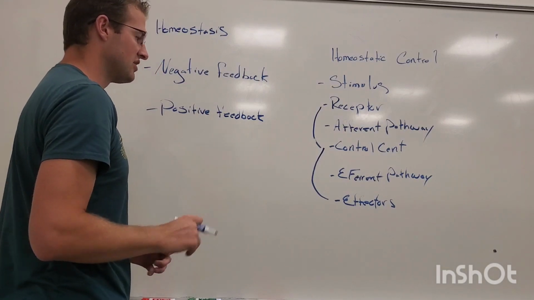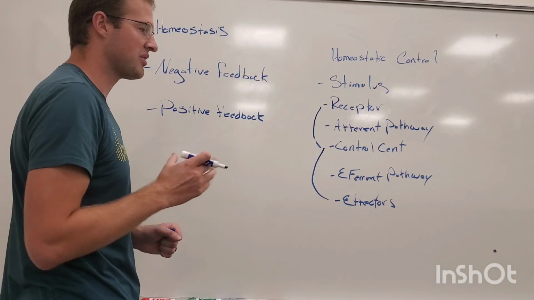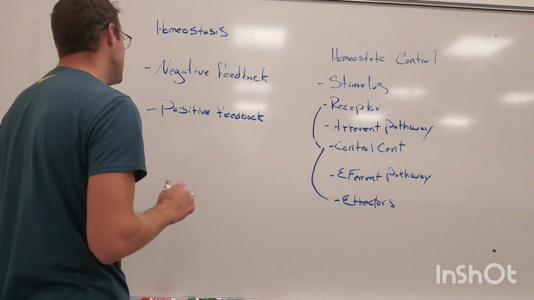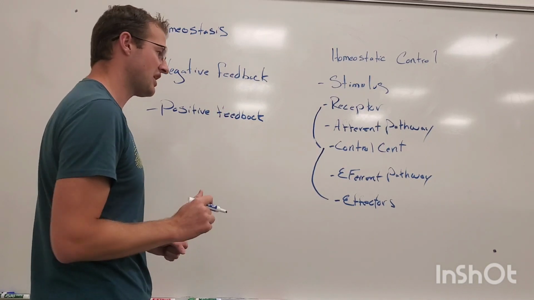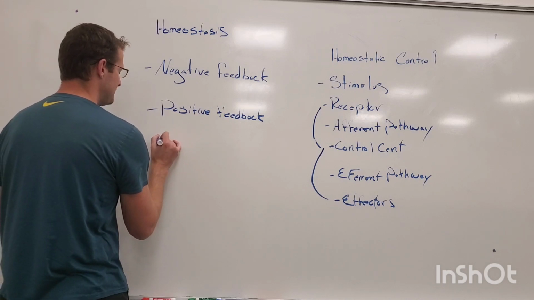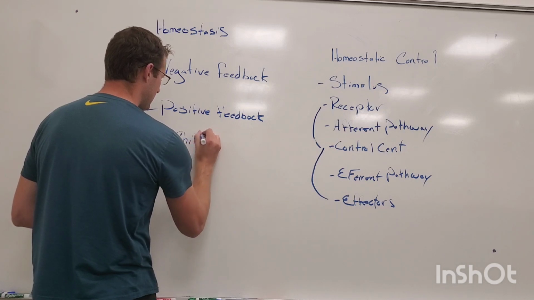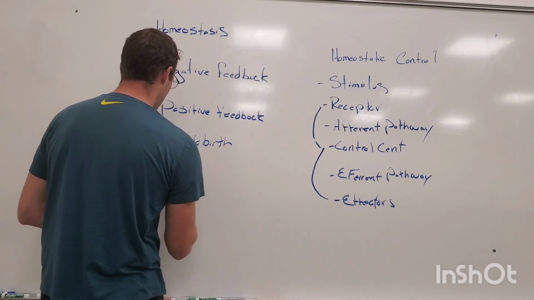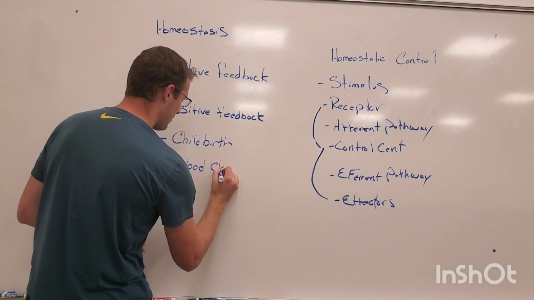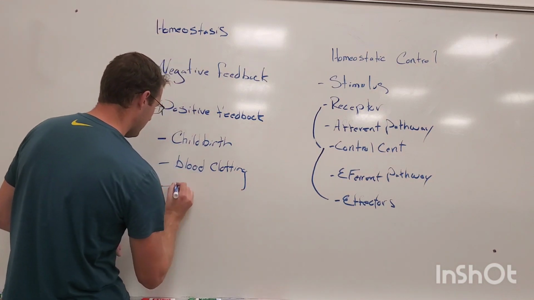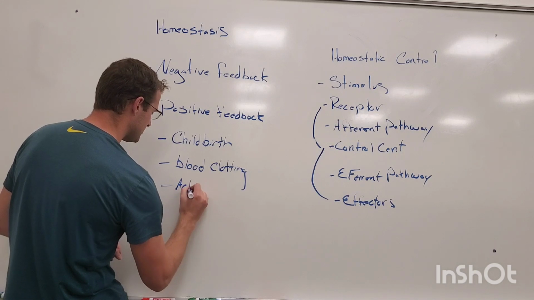And what these are, instead of the effectors trying to bring the variable back into the normal range, they are going to push the variable further and further outside of the normal range. And the body has a few of these that are beneficial. The one is childbirth. The next is blood clotting. And the third is action potentials.